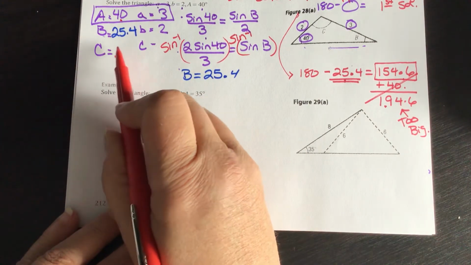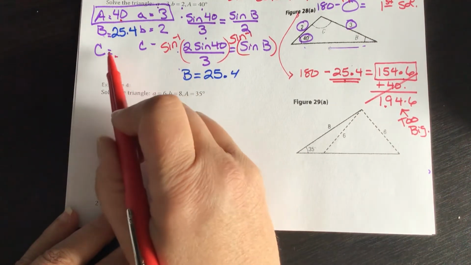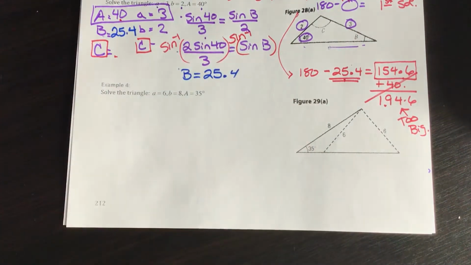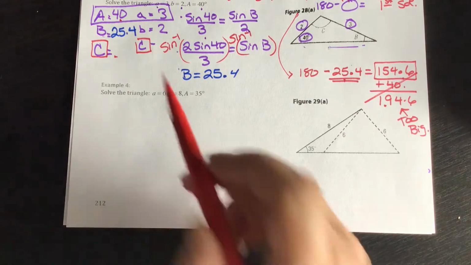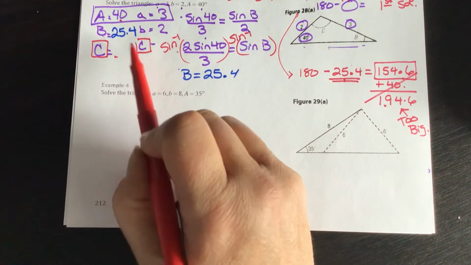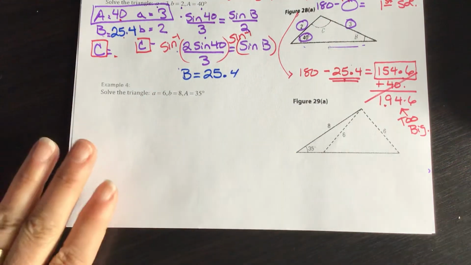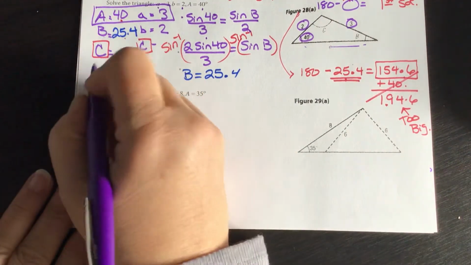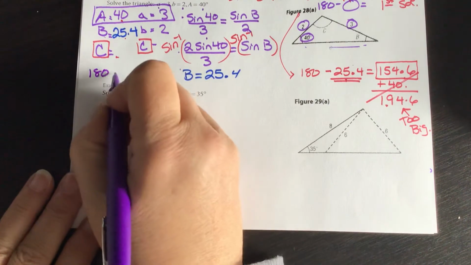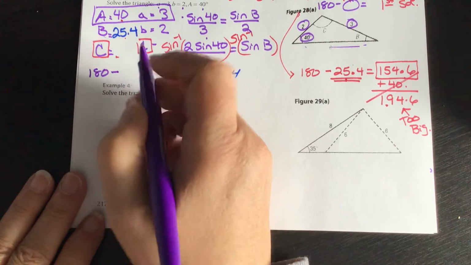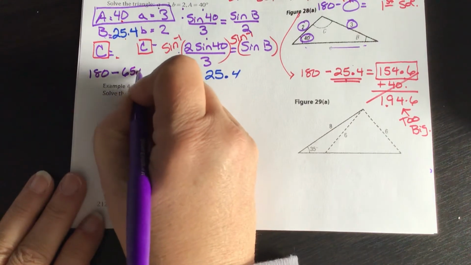So now I know that I still need to find angle C and side C. Well, angle C would be the leftover amount if I subtract these from 180. So if I take 180 and subtract 40 plus 25.4, that's 65.4.